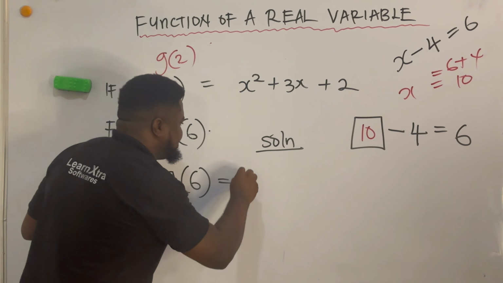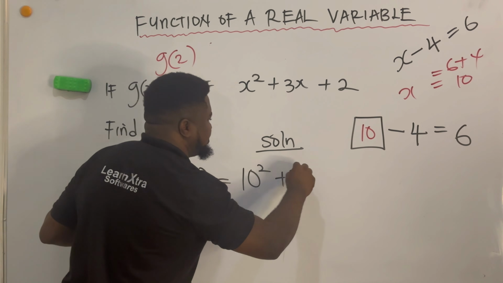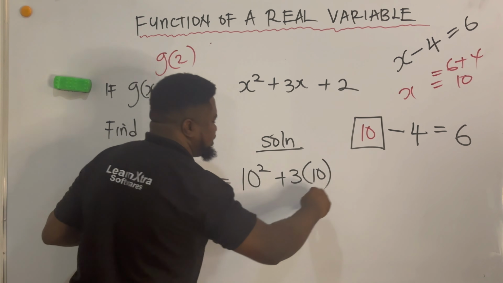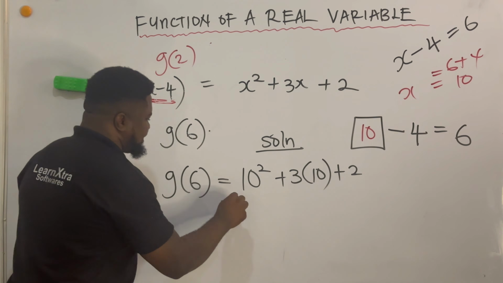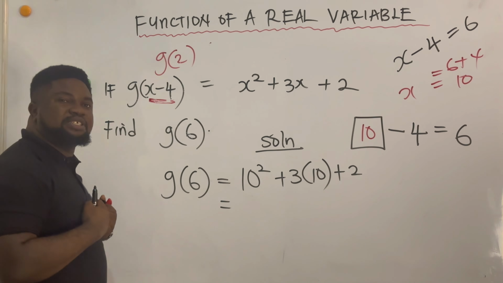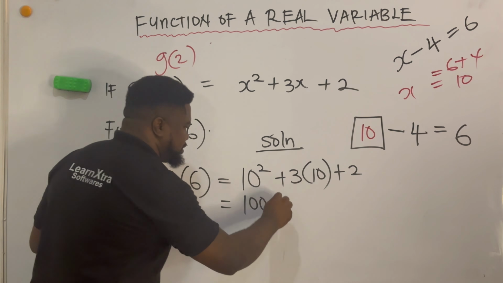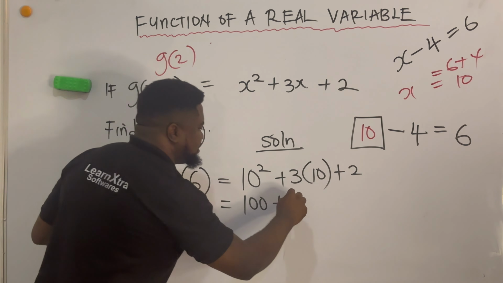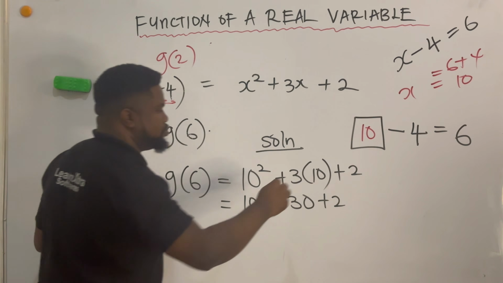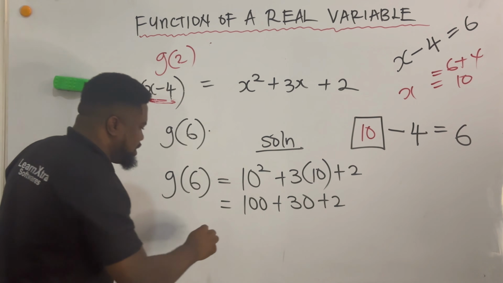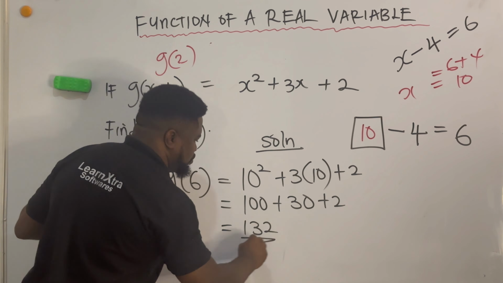That will be 10 squared plus 3 times 10 plus 2. 10 squared means 10 times itself, 100, plus 3 times 10, that's 30, plus 2. So my output is going to be 132.